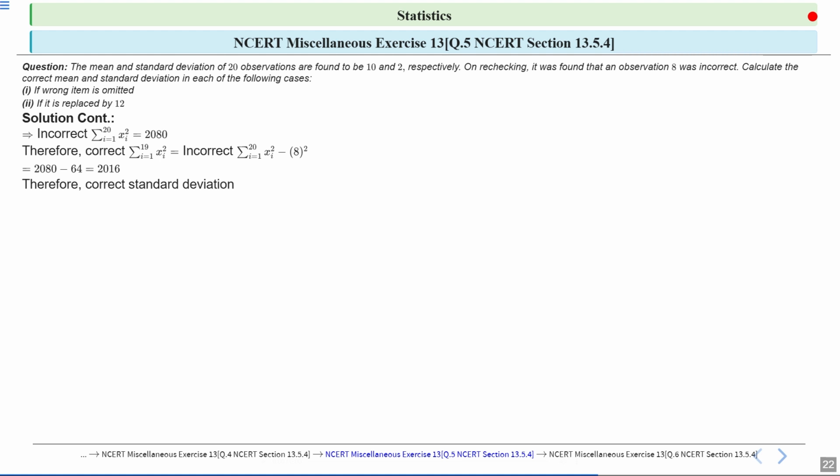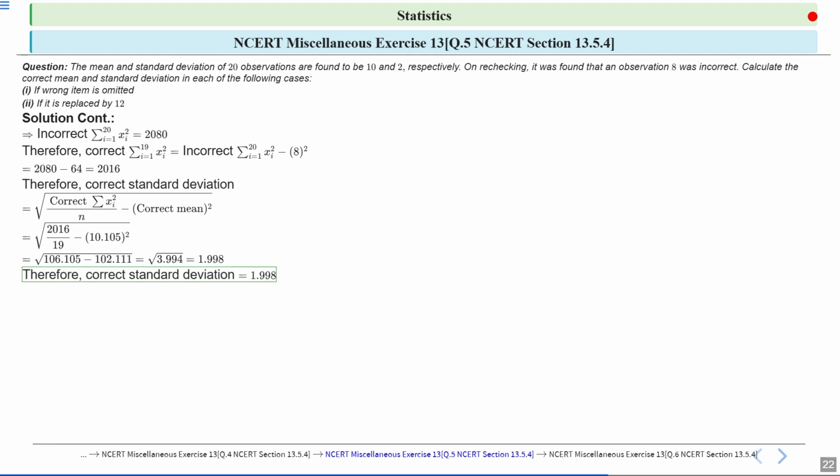Therefore, the correct standard deviation is equal to square root of the correct sum of xi squared divided by n, minus the correct mean whole squared. This is equal to square root of 2016 divided by 19 minus 10.105 whole squared. This is equal to square root of 106.105 minus 102.111. This is equal to square root of 3.994, equal to 1.998. Therefore, the correct standard deviation is 1.998.